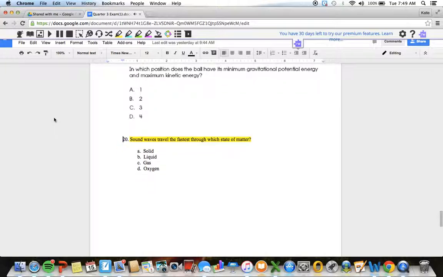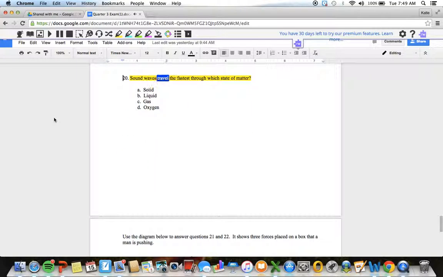20. Sound waves travel the fastest through which state of matter? A. Solid. B. Liquid. C. Gas. D. Oxygen.